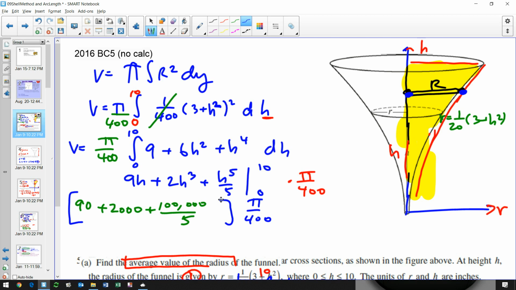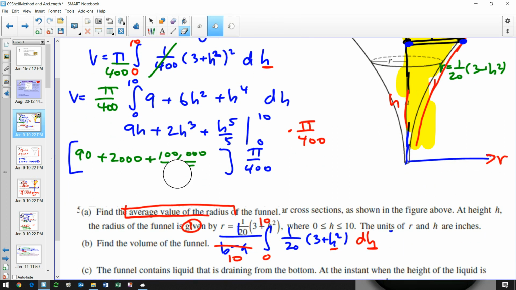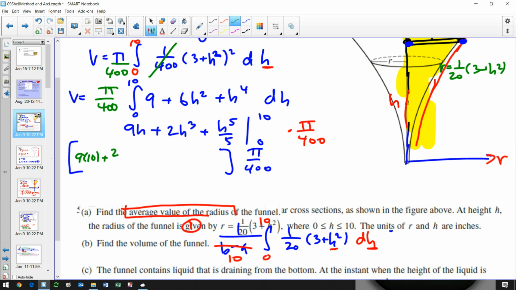And on the AP exam, you can stop right there. Did you hear that? On the AP exam, you can stop right there. You will get full credit for the problem, as long as I did it right, okay? As a matter of fact, even to make this simpler, I could have done 9 times 10 plus 2 times 10 to the 3rd plus 10 to the 5th over 5. And I could have stopped right there. I would have gotten full credit on the AP exam for the free response section.